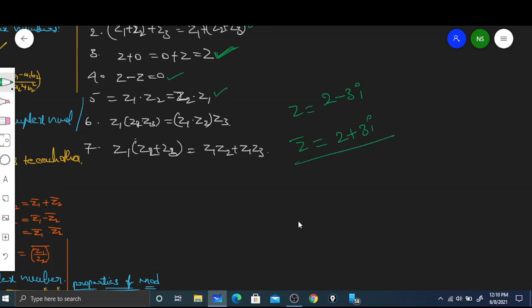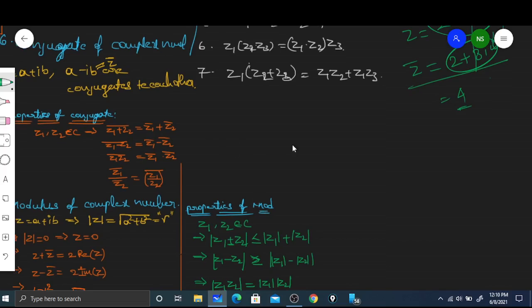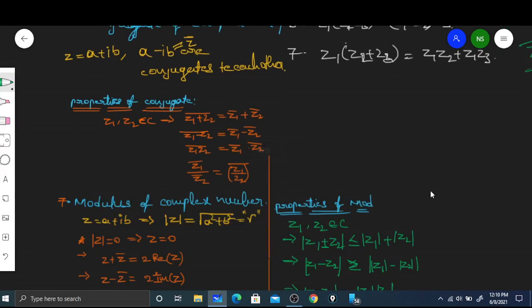If you add these two, the imaginary part will become 0 and you will get the result 4. So we call 2 plus 3i the conjugate of 2 minus 3i, and vice versa is also possible. That is about the conjugate, and the properties of conjugate they have, you can see here. You take any two complex numbers like Z1 Z2 bar, you can split like this. These formulas you should remember.